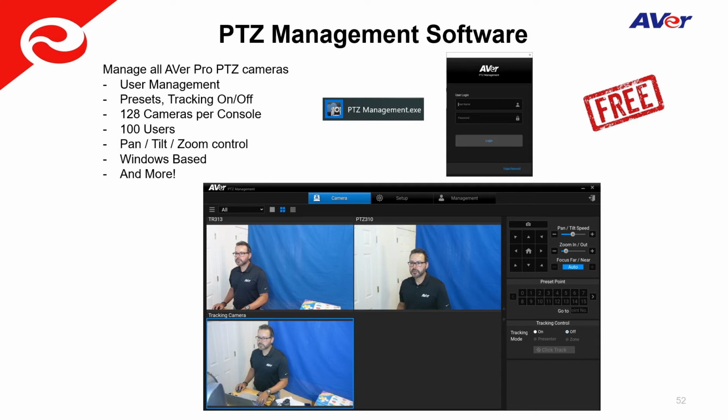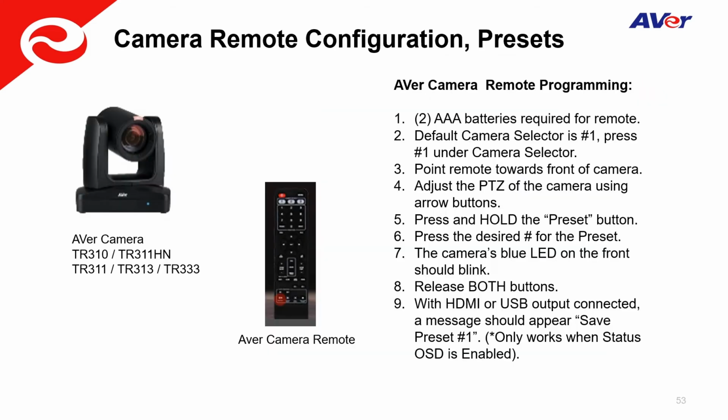And you have pan, tilt, zoom control of the cameras. On the TR310 cameras, you have the ability to enable or disable the tracking, and then also change the different modes of the TR310, whether it's presenter or zone. Currently, it's Windows-based only, but we are working on a Mac version.